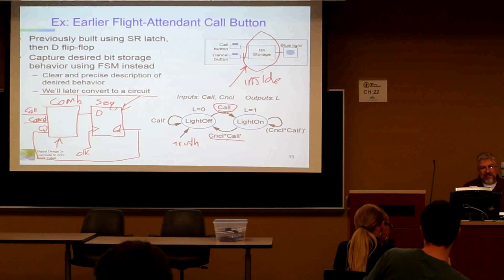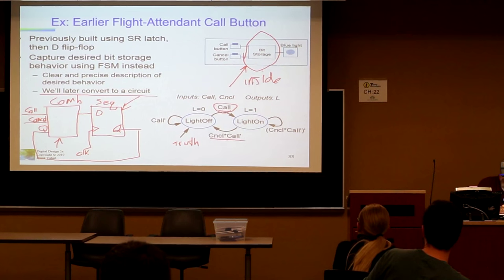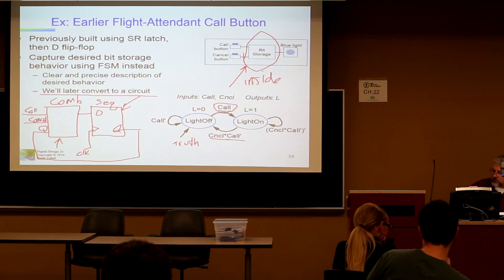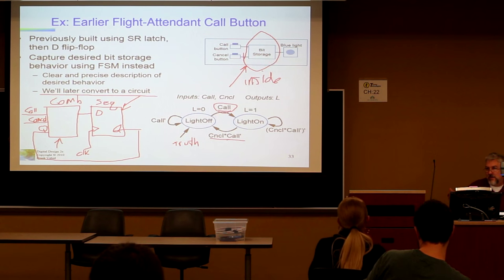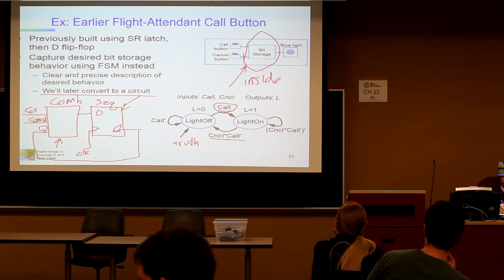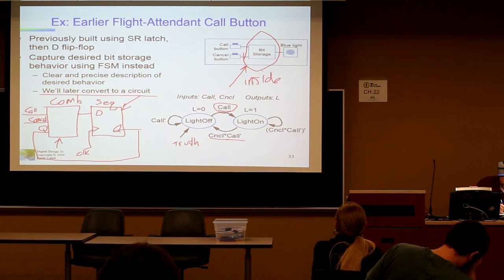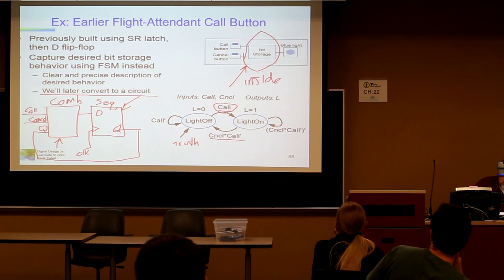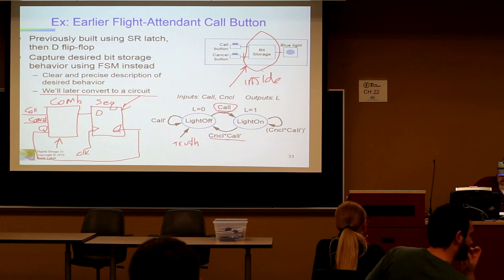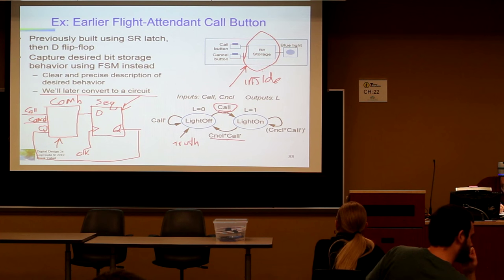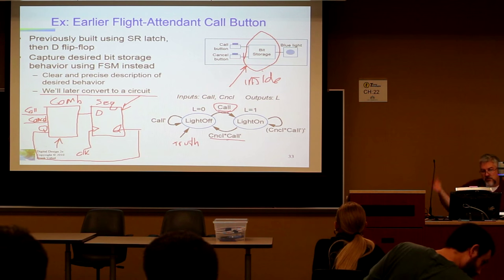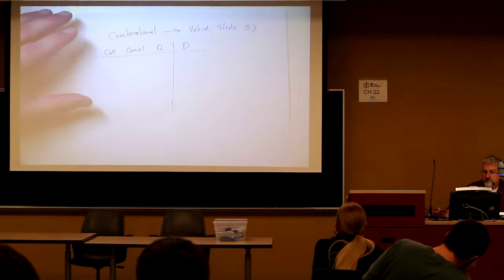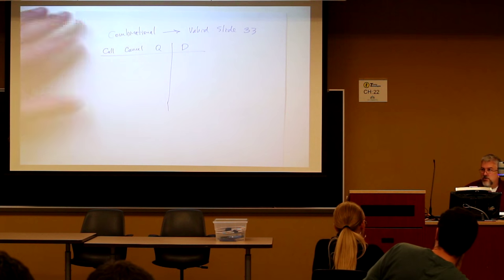All right. We had a lot of questions on this, so I just want to do this quickly. Probably the most difficulty I think you guys are having is the concept of solving the combinational part of this problem, not the sequential part. So let's take a look at the combinational part. And this is going to be Vahid, slide 33, in which we have a call, a cancel, and a Q. And our output is going to be D, which we feed into the sequential part of the circuit.